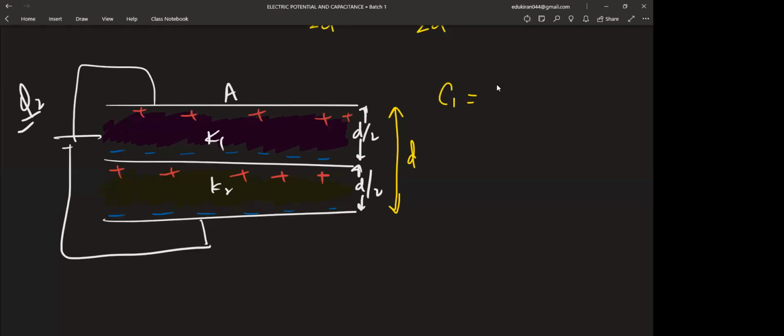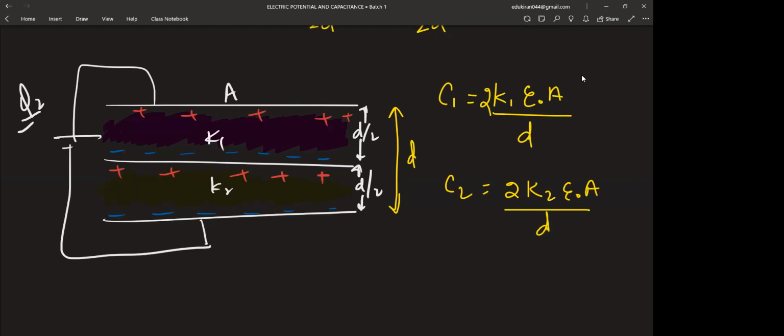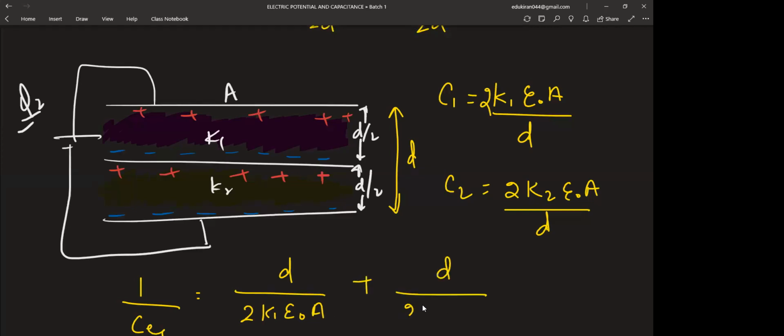So C1 is K1 epsilon naught A by D by 2. So 2 will go up. Similarly, C2 will be 2 K2 epsilon naught A by D. Why? Because D by 2. And they are connected in series. So 1 by C equivalent will be D by 2 K1 epsilon naught A plus D by 2 K2 epsilon naught A.